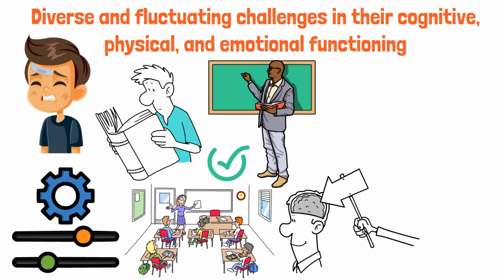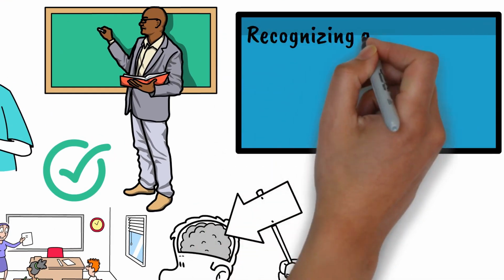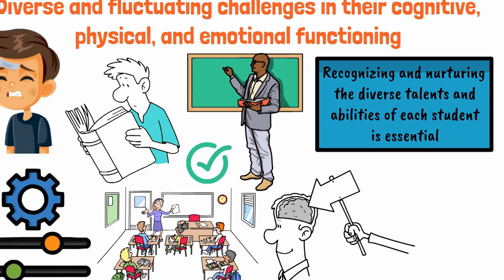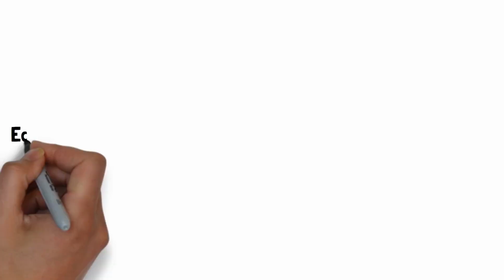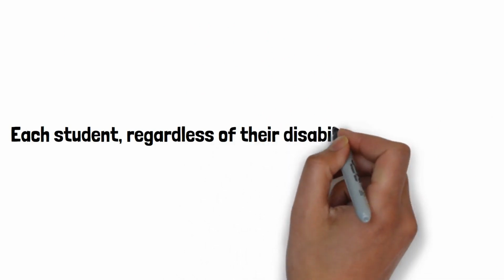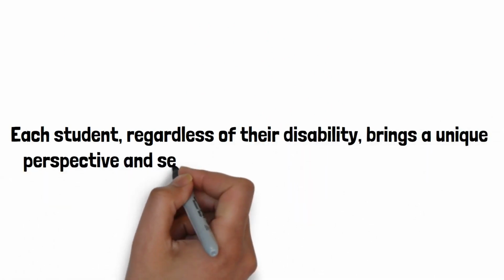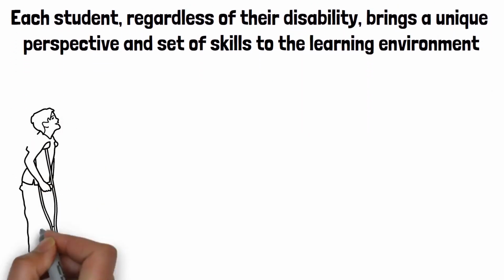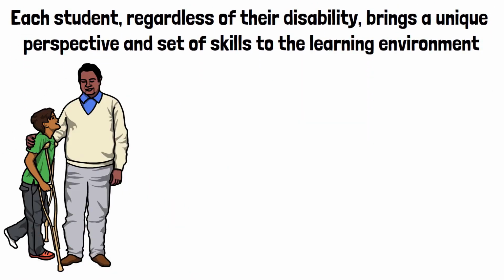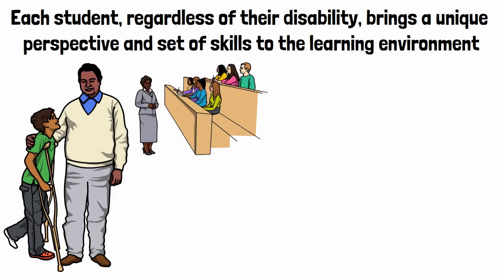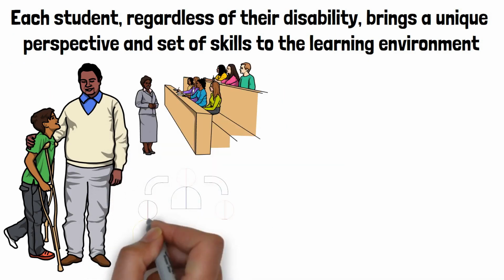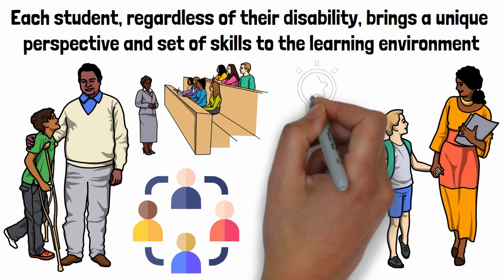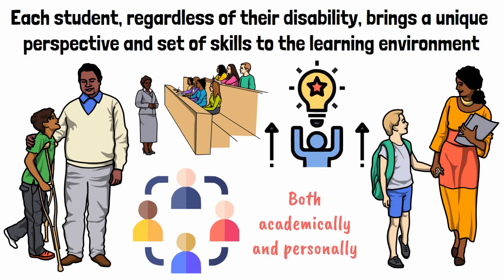traumatic brain injury. In an inclusive classroom, recognizing and nurturing the diverse talents and abilities of each student is essential. This involves understanding that each student, regardless of their disability, brings a unique perspective and set of skills to the learning environment. Teachers should strive to identify and encourage these individual strengths, creating a classroom culture that values diversity and promotes the growth of all students. By doing so, educators can help each student reach their full potential, both academically and personally.